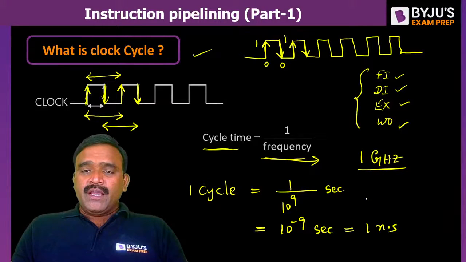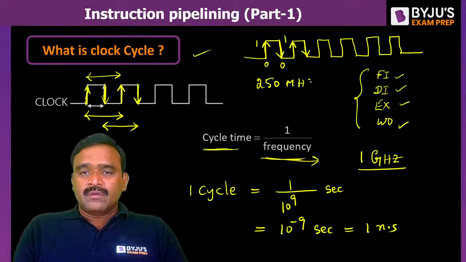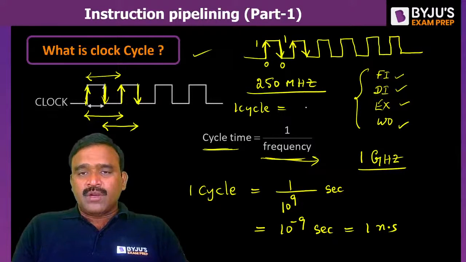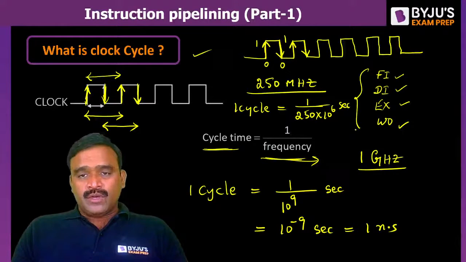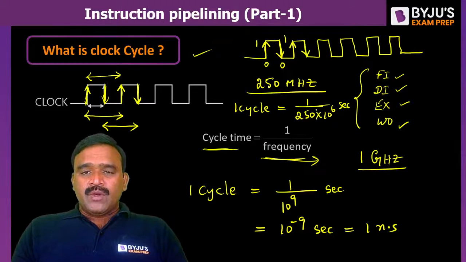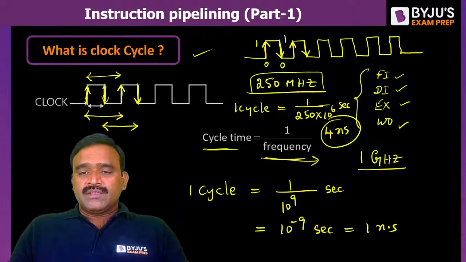Now take another processor having only 250 megahertz, for example. In this processor, one cycle is equal to, as per the cycle time formula, 1 by 1 mega, which is 10 power 6, so 1 by 250 into 10 power 6 seconds. If you convert into nanoseconds, you have to multiply with 10 power 9, so that the zeros will be cancelled, and then it will be 1000 by 250. You will get 4. So one cycle time is 4 nanoseconds in the case of a processor with 250 megahertz frequency, and for 1 gigahertz frequency it is 1 nanosecond.